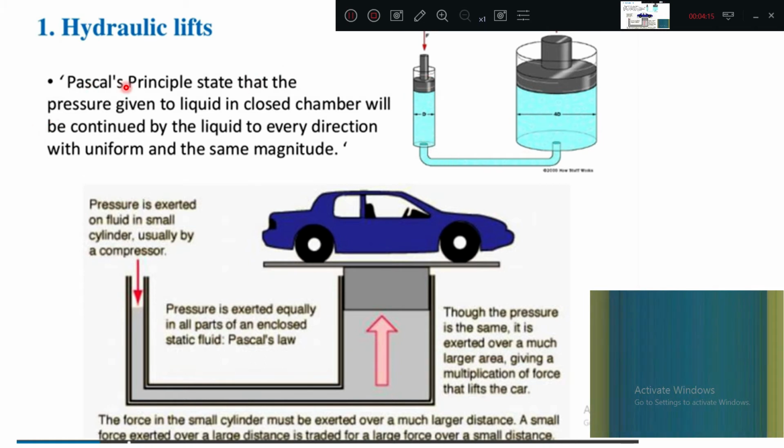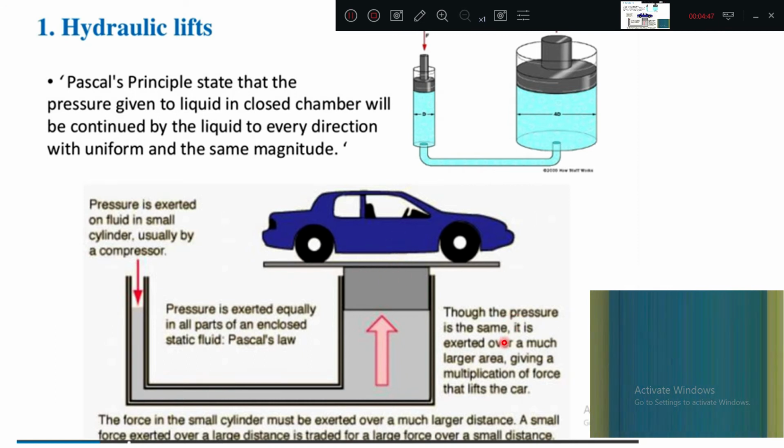Pascal's principle states that pressure given to the liquid in a closed chamber will be continued by the liquid in every direction with uniform and same magnitude. If 10 Newton per mm square is the pressure here, the same thing is also here, so it will push upward. This type of system is used in car jacks. Here pressure is exerted on a fluid in a small cylinder, usually by a compressor, and it is exerted throughout, and this will make the car move upward.